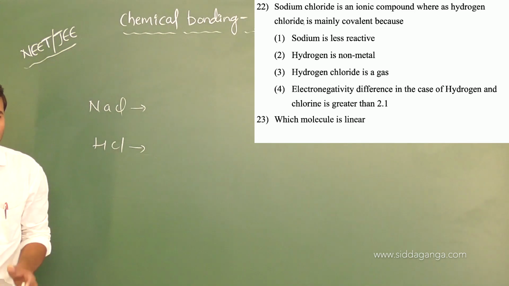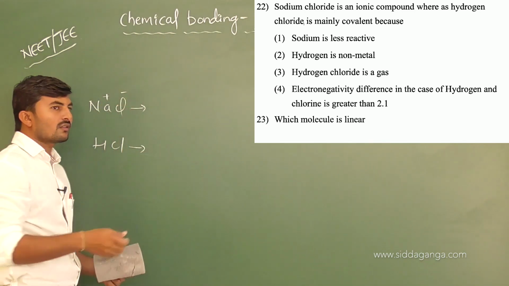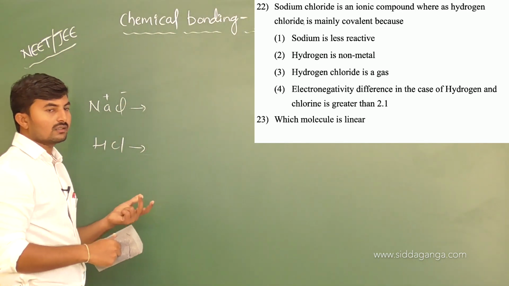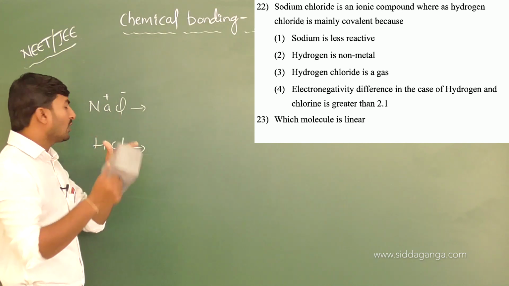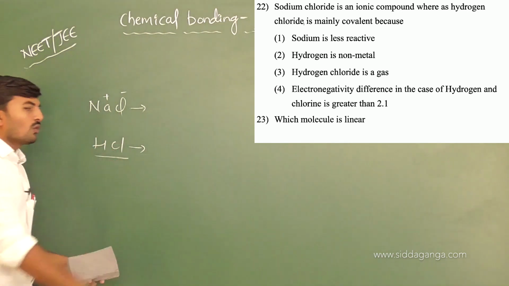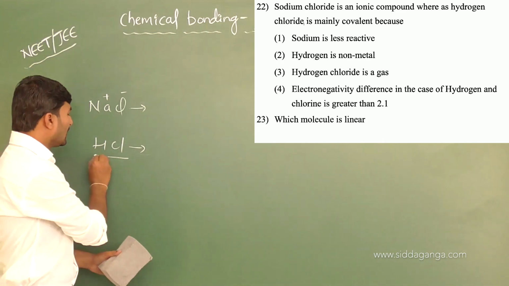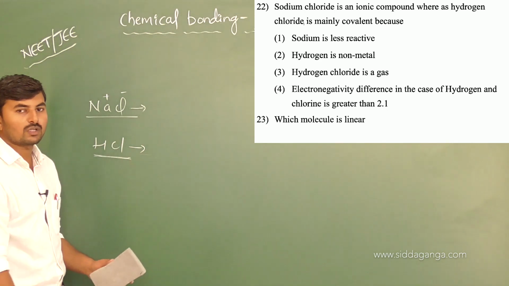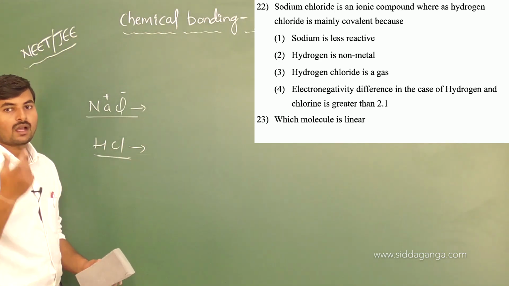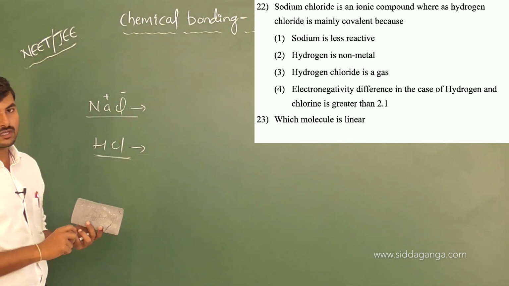Ionic compounds are formed majorly between positive and negative ions, or a metal and a non-metal. While covalent molecules are formed between two non-metals. Out of the 4 options, sodium being less reactive is the wrong option.